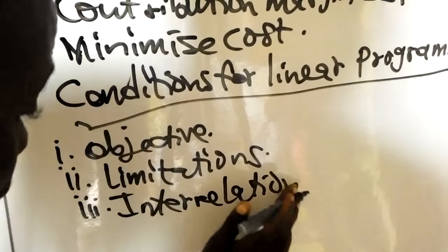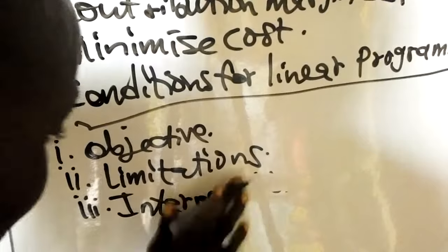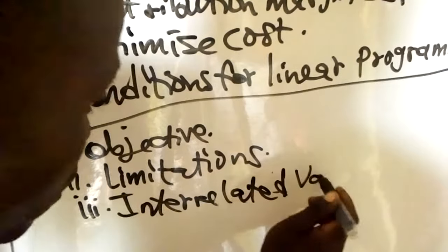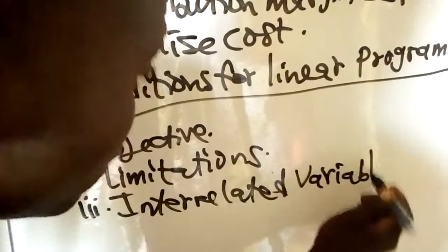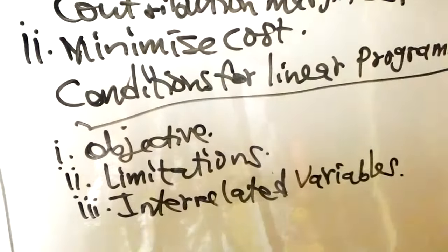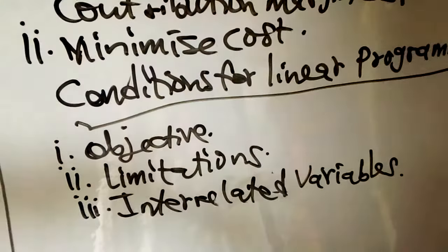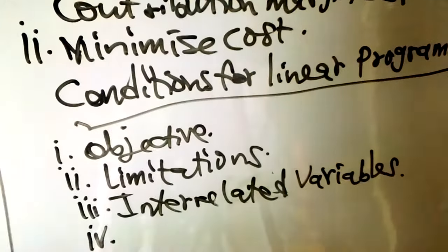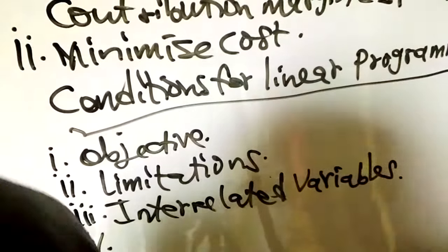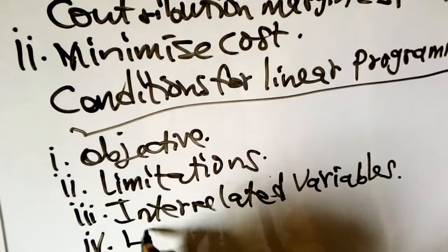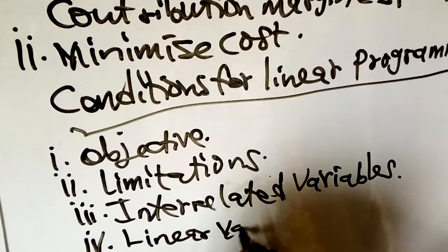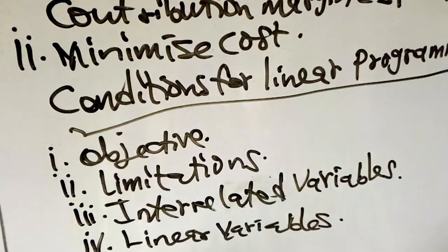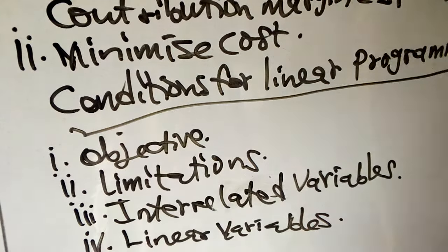The variables in the problems must be interrelated. And number 4, the variable must be linear. The variables must be linear variables. These are the conditions for using linear programming.